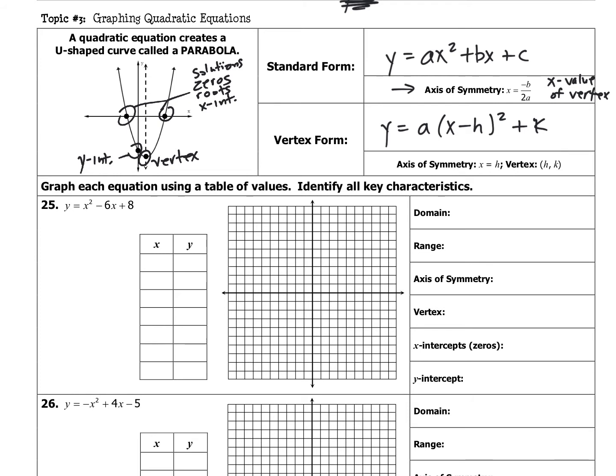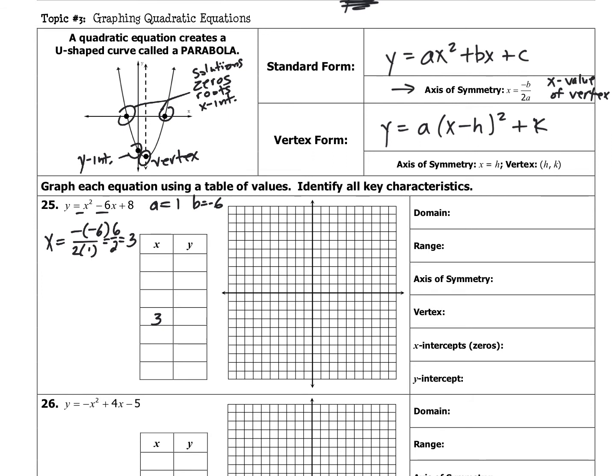All right, so number 25, and we're also going to be using our calculators a little bit for these. You can do them by hand, it just takes a lot longer. So for number 25, first I need to define a and b. a is 1, b is -6. That came straight from the equation. Now I can set up my axis of symmetry formula: -b, so -(-6) divided by 2 times 1. So that's 6 divided by 2, which is 3. That is the value that goes in the center of my table.